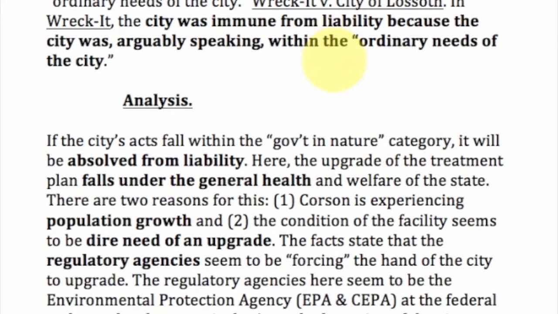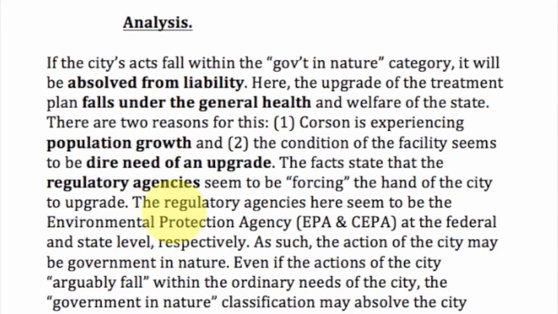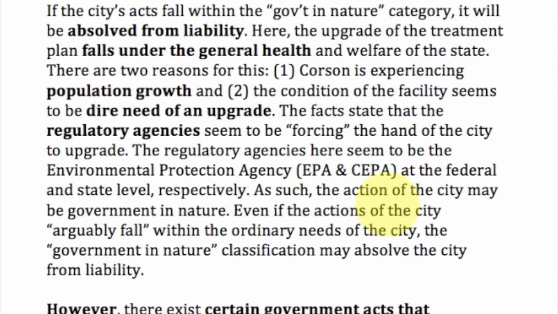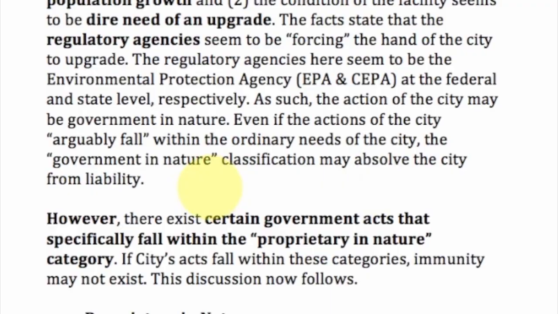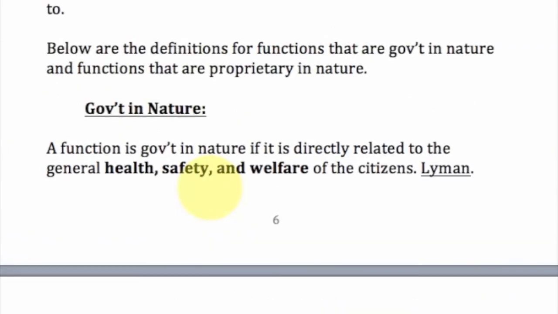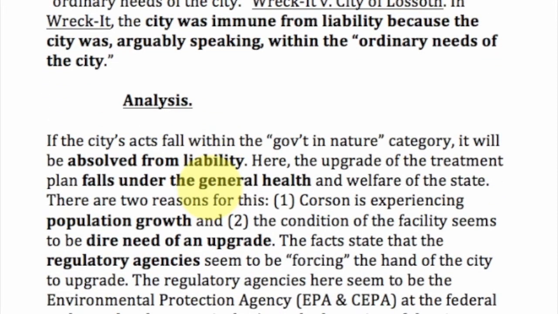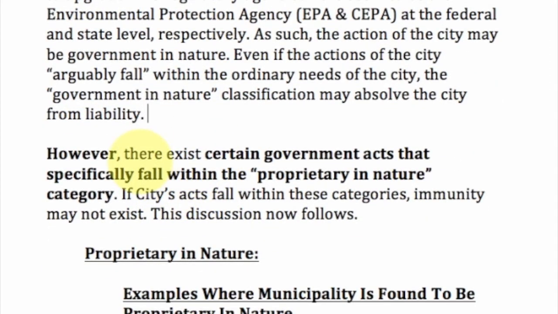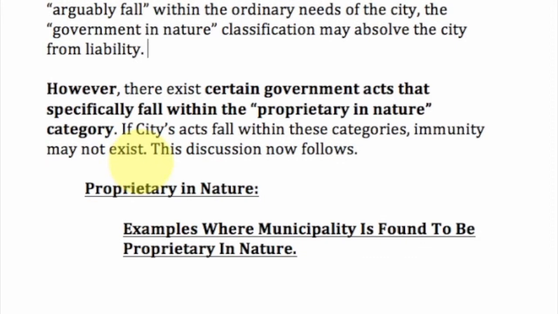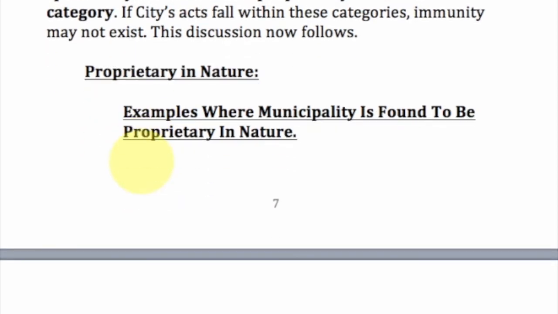So of course, the city is experiencing population growth, and there's also a dire need, and it also has the regulatory agencies, the EPA and the state version of the EPA, applying some pressure. So that sounds like it does fall under the area of government in nature, that it does fall under that function. Now, you do have other law here, okay? So, however, put your brakes there, all right? They do give you areas where those actions of the city might fall under proprietary in nature. So there were 3 of them.